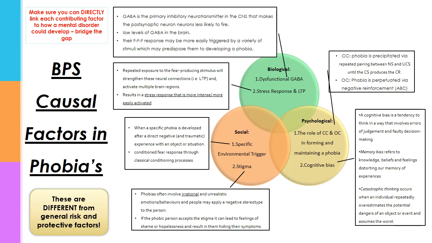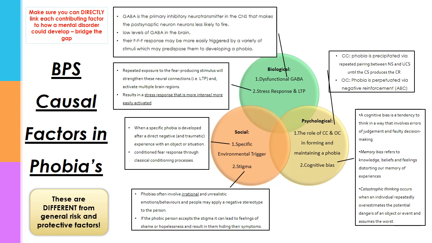So these are the causal factors in the development of phobias. These are different from the general risk and protective factors. So make sure you know generally what the BPS framework is: biological, psychological, social factors. Make sure you know what the 4 Ps are as well and how to differentiate between them, okay? These are also different from just those general risk factors, so I would encourage you to go over those again and make sure you know how to differentiate those from the ones to do with phobias, okay?